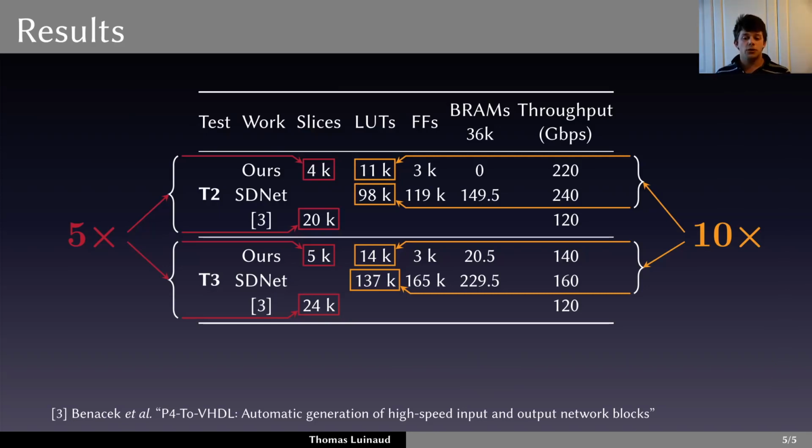As an example, when we implemented 2 tests that implement Ethernet, IPv4, IPv6, TCP, UDP, MPLS, and VLAN headers, we were able to divide by 10 the amount of resources consumed compared to Xilinx SDNet solutions, while keeping a throughput close to theirs. Also, we were able to divide by 5 the resource consumption compared to Benasec, while having more throughput.